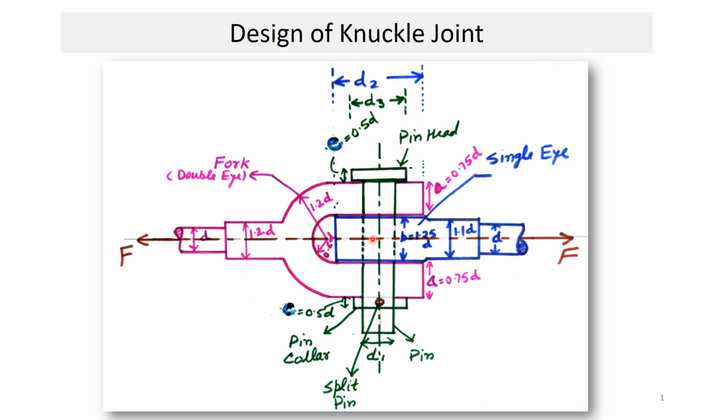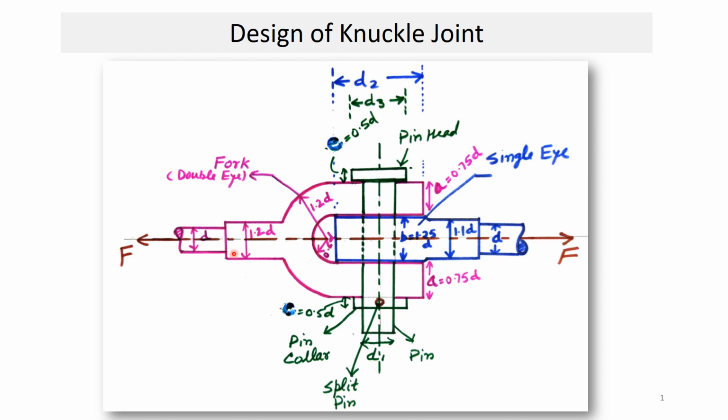As far as the material of this joint is concerned, we use plain carbon steel, for example, 30C8, whose yield tensile strength is 400 megapascal. Now, because we are making holes in the fork and in the single eye end, there will be stress raiser points. So to account for these stress raisers, we use a factor of safety of 4 to 5 for various parts of this joint.